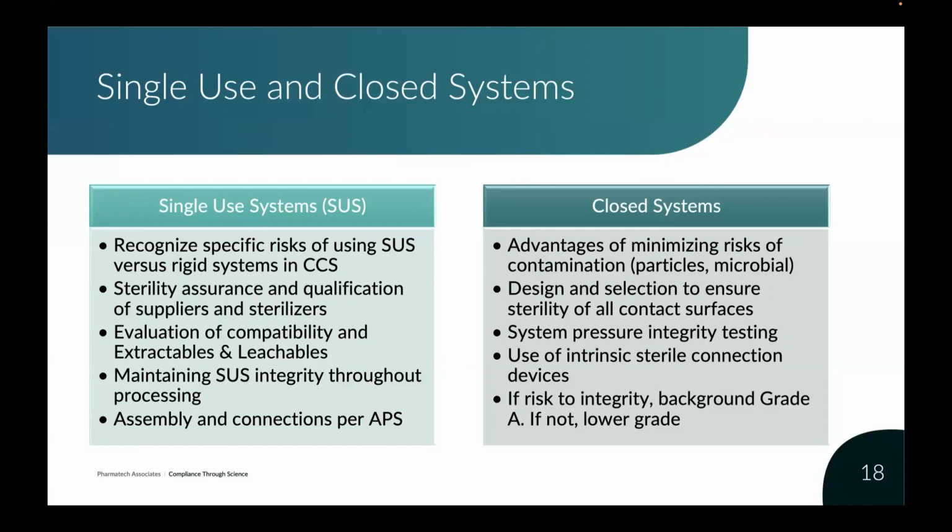If there's some risk to integrity, or you periodically have to open these closed systems, then unfortunately, yeah, it's a closed system, but your background should be a grade A. If you don't have any risk to this integrity, you can justify a lower grade. Again, this is something you need to define in your contamination control strategy.